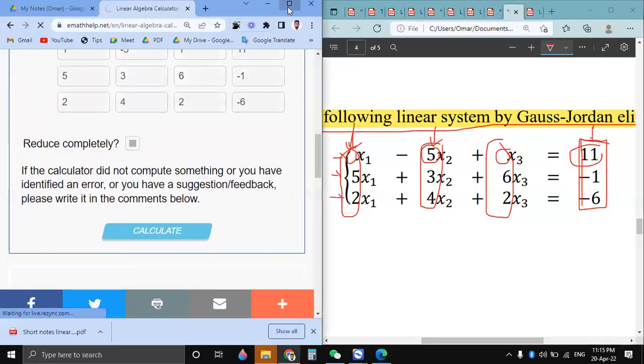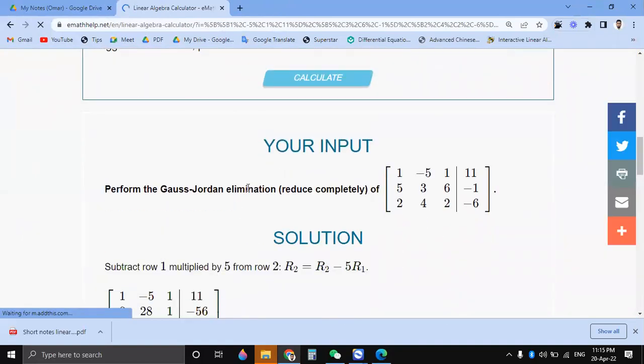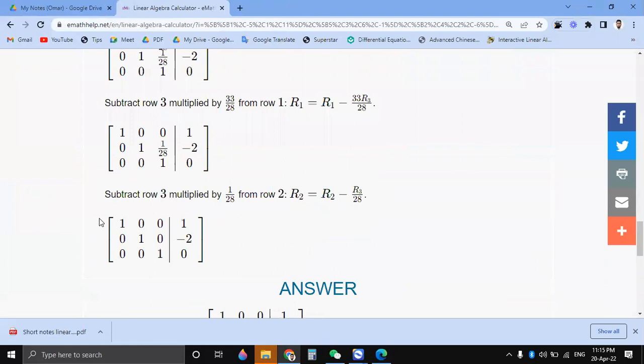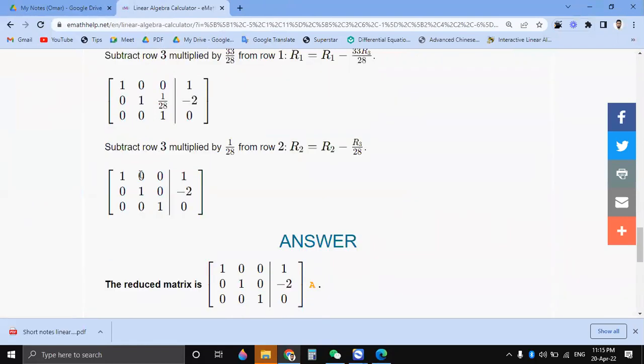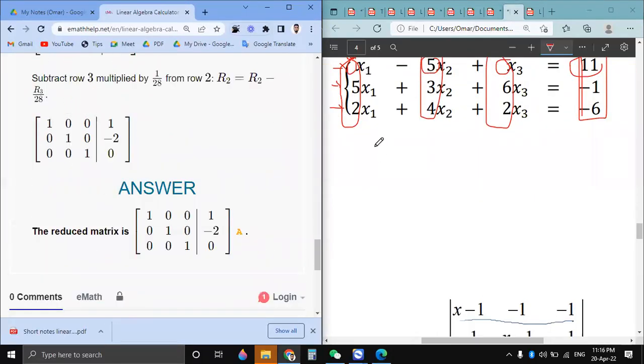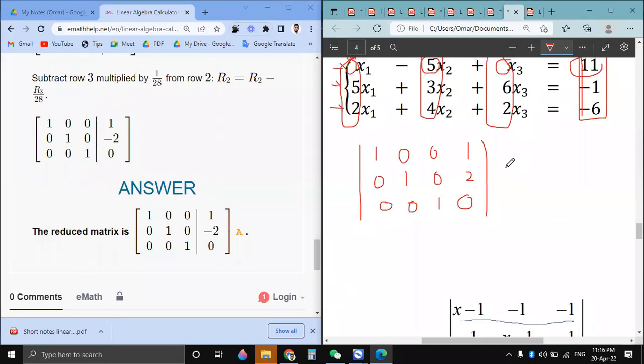Okay, so if I just calculate here, and do the row operations, you will see at last we end up with this. If I write it down here, we have got 1, 0, 0, 1, and then 0, 1, 0, 2, and then 0, 0, 1, 0. So we have got this one, and then we have to write down the values of x1, x2, and x3.